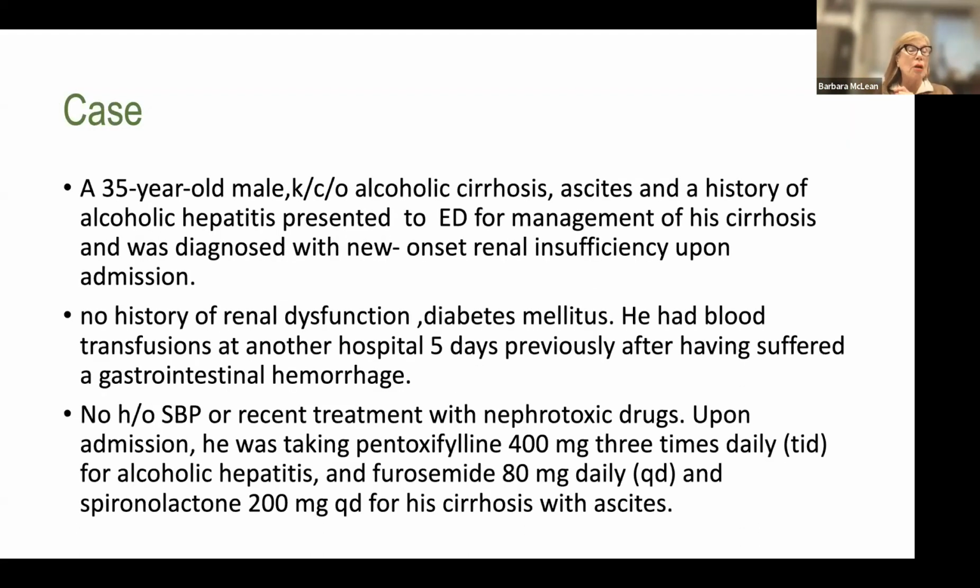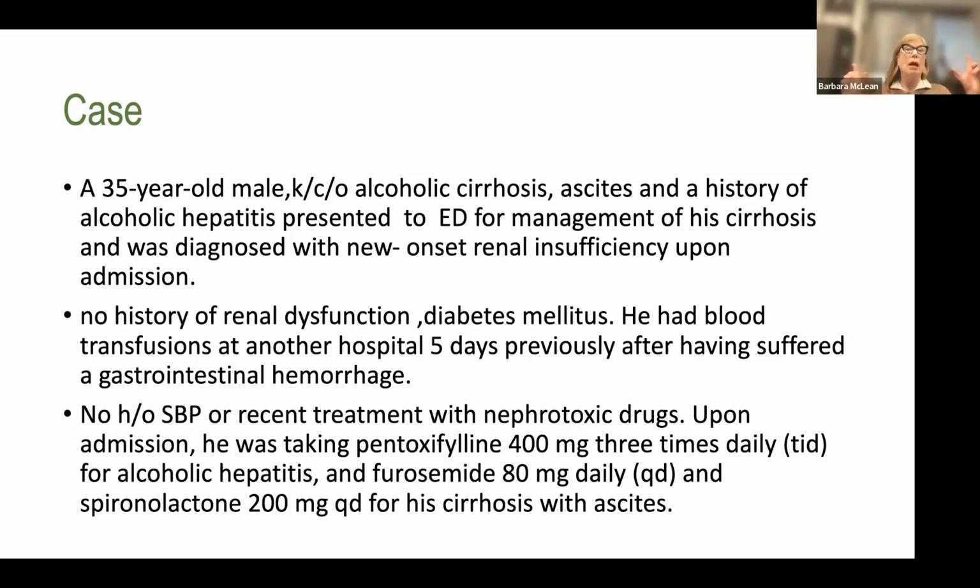Okay, so first we'll start with this case. This is not my case. This is a case from the literature. A 35-year-old man who has alcoholic cirrhosis, ascites, and a history of alcoholic hepatitis presents to the ED for management of his cirrhosis, and he's diagnosed with new onset renal insufficiency.